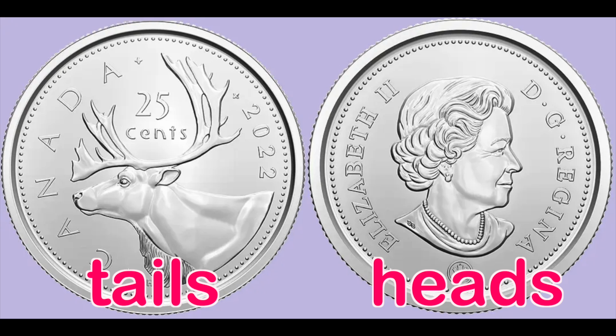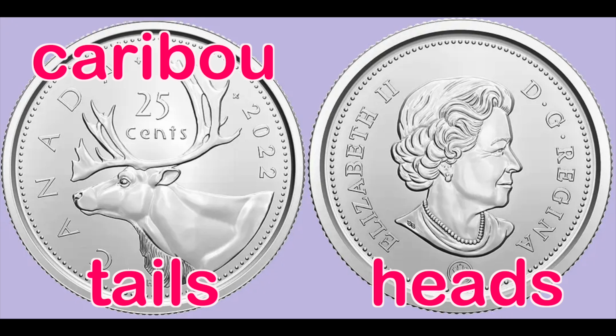On this one, this is a Canadian quarter. There's a picture of a caribou's head. Right, a caribou is a kind of deer. It's kind of a big deer with huge antlers. Those things are called antlers.